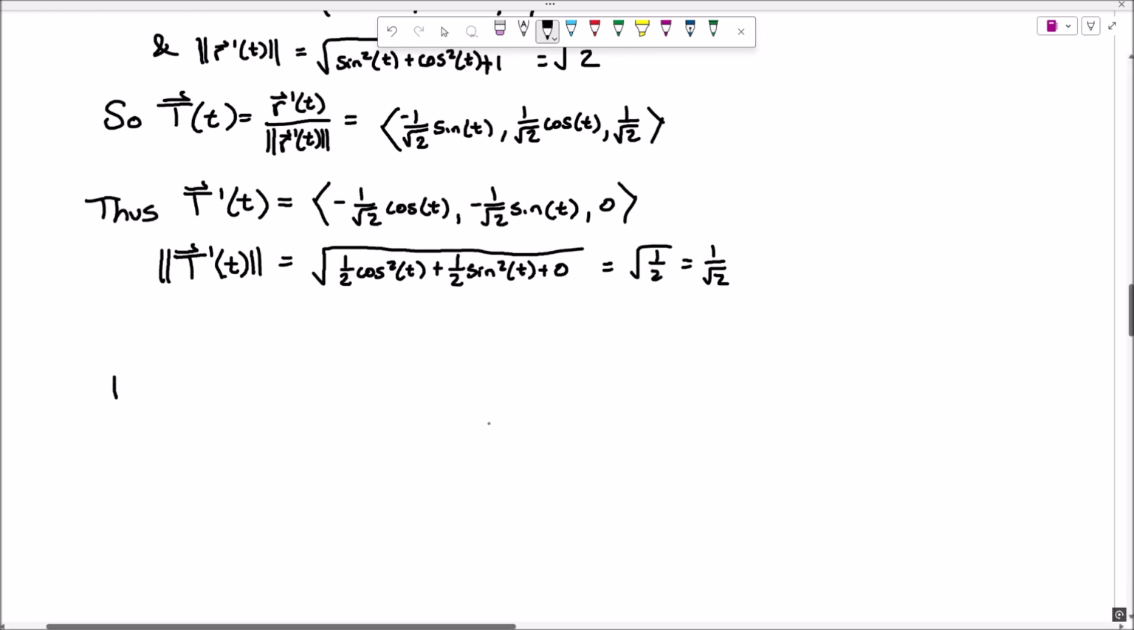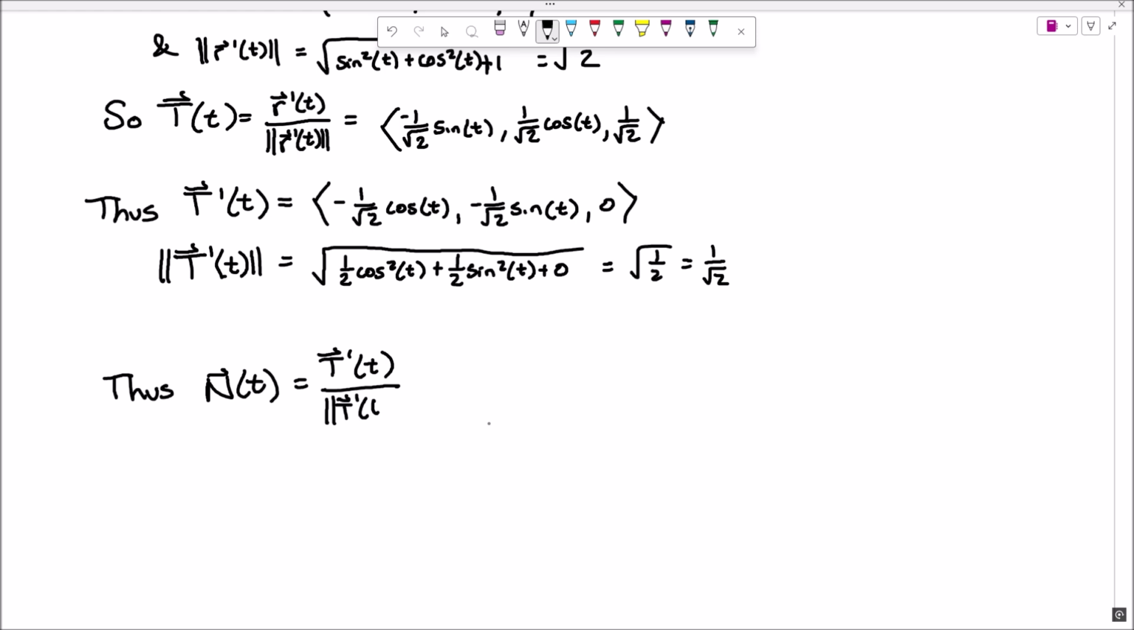This is fantastic. I can now easily calculate N of t. N of t is going to be equal to T prime over the norm of T prime. So I just need to take the vector that I have up here and divide all of its components by 1 over root 2. Notice if I do that, this is really simple. I've picked a nice function here that simplifies down very easily. Here's what I would get.